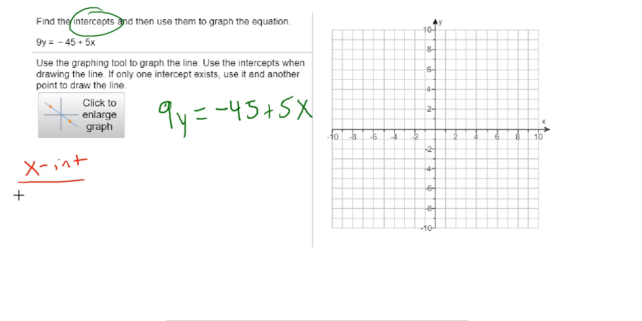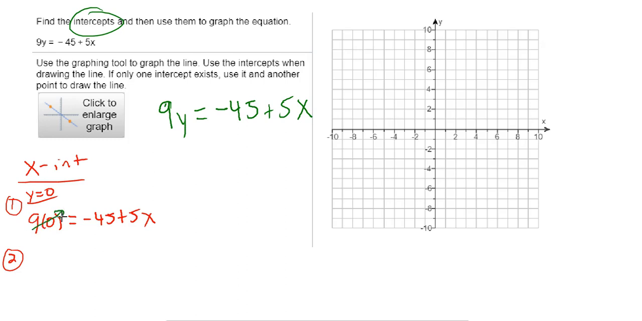So let's do the x-intercept first. Step 1, we're going to set y equal to 0. So I'll have 9 times 0 equals negative 45 plus 5x. And then step 2 is to solve that for x.